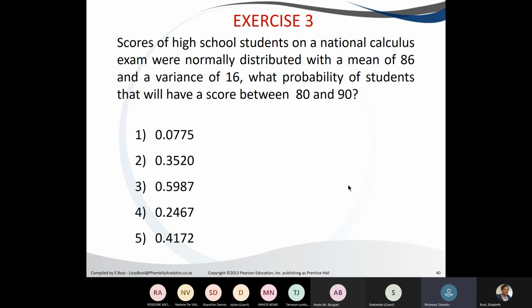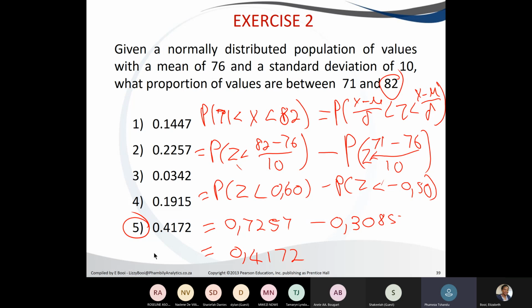How do you know which value is A, or which value is supposed to represent B? When it comes to the last part, I did 0.3085 minus 0.7257 instead of 0.7257 minus 0.3085. Okay, so always this is A, that is B, because it's between the two values.